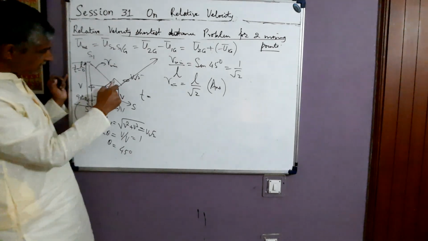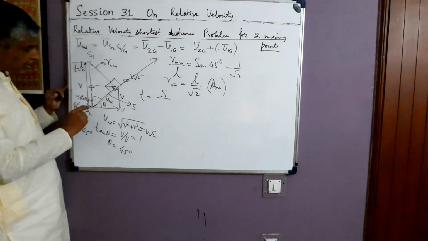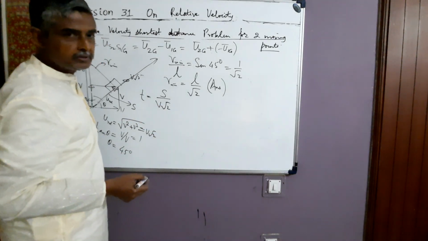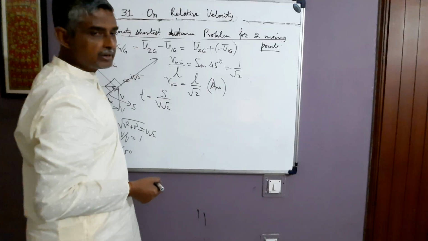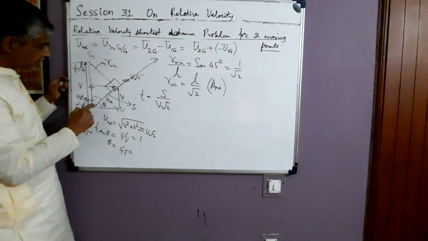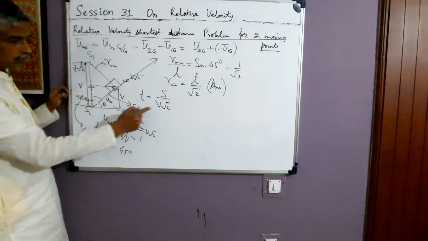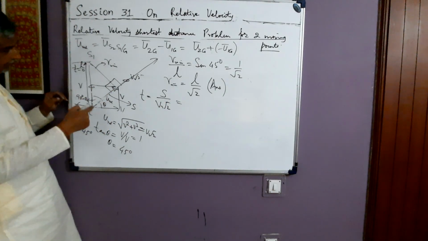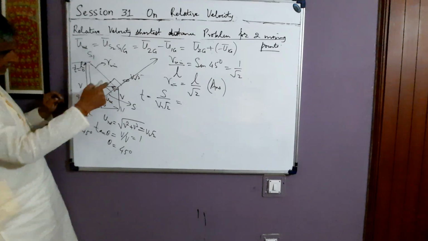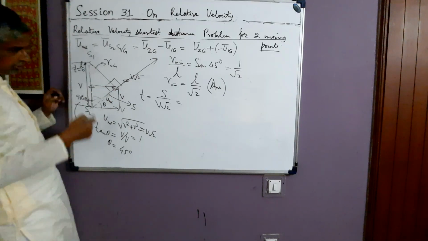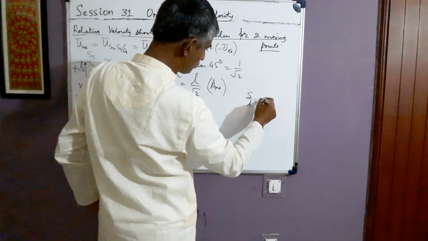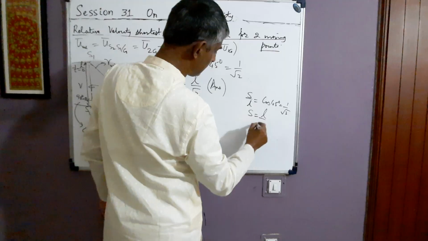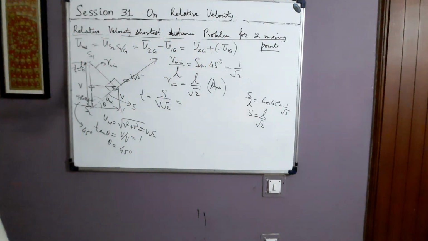The time will be this distance divided by the relative speed of S2 with respect to S1, which is V root 2. Time equals distance by speed. When the relative speed is constant, time taken is distance covered divided by speed. The distance covered is S. How will S be found? This is L, this is 45 degrees, this is S, a right angle triangle, with the right angle here. So S by L equals cos of 45 degrees, which is 1 by root 2. S becomes L by root 2.